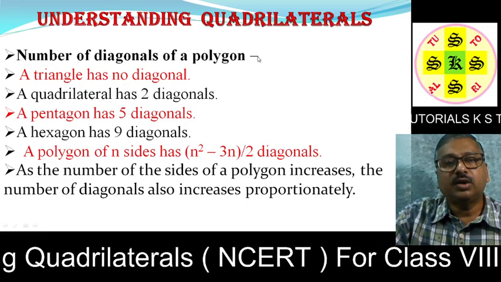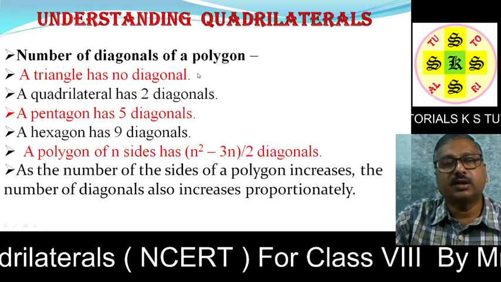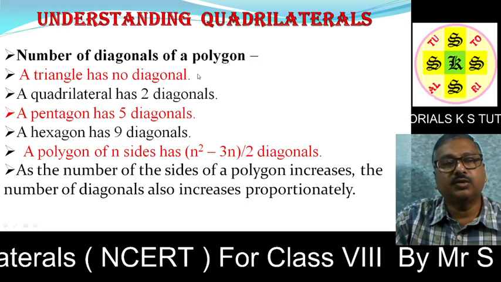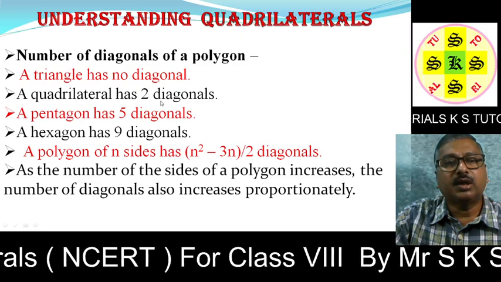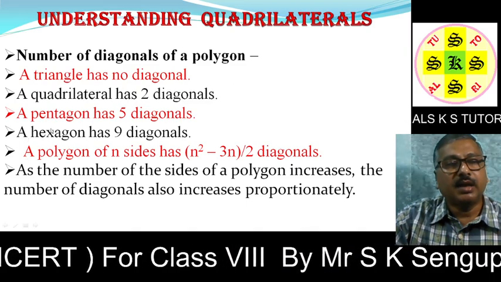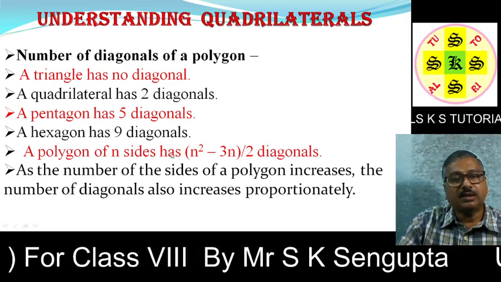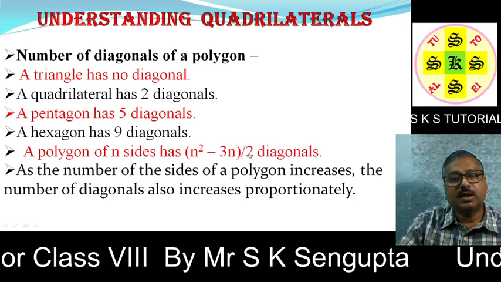For different polygons there is a formula to find the number of diagonals. A triangle has no diagonals. In a triangle we cannot find any opposite vertex, so no diagonals. A quadrilateral has 2 diagonals. A pentagon has 5 diagonals. A hexagon has 9 diagonals. So for a polygon of n sides, the formula is (n squared minus 3n) divided by 2.